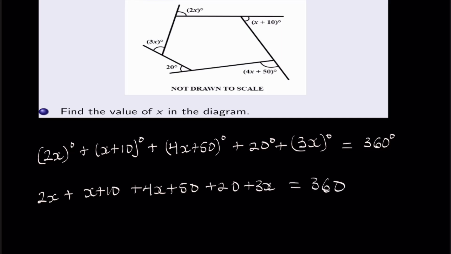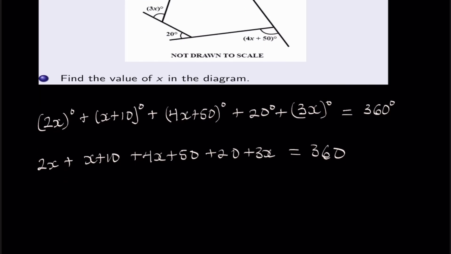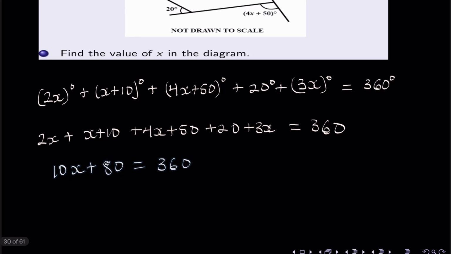is equal to 360. We now add like terms, and so we are going to have 2x plus x, which is 3x, plus x, 7x, plus x, which is 10x, plus then 10 plus 50, which is 60, plus 20, which is 80, is equal to 360. So we group like terms. That's going to give us 10x is equal to 360 minus 80.